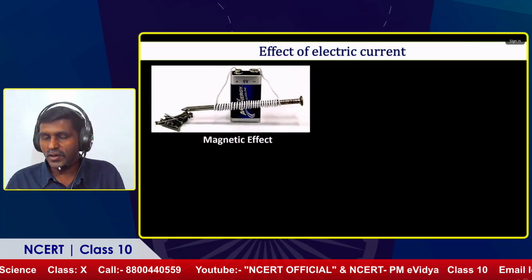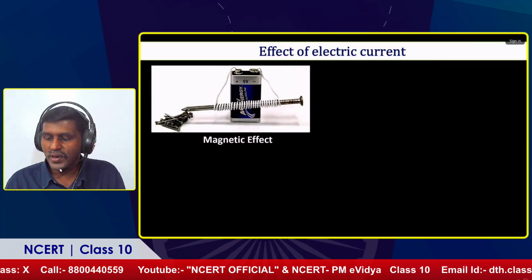The next topic in this session, there are two topics. One is power. What is power? And another one is the heating effect of electric current. Before discussing the heating effect of electric current, I just want to tell one or two points on the effects of electric current. When a current is passed through a coil, a magnetic field is created around the coil. That is called the magnetic effect of current.